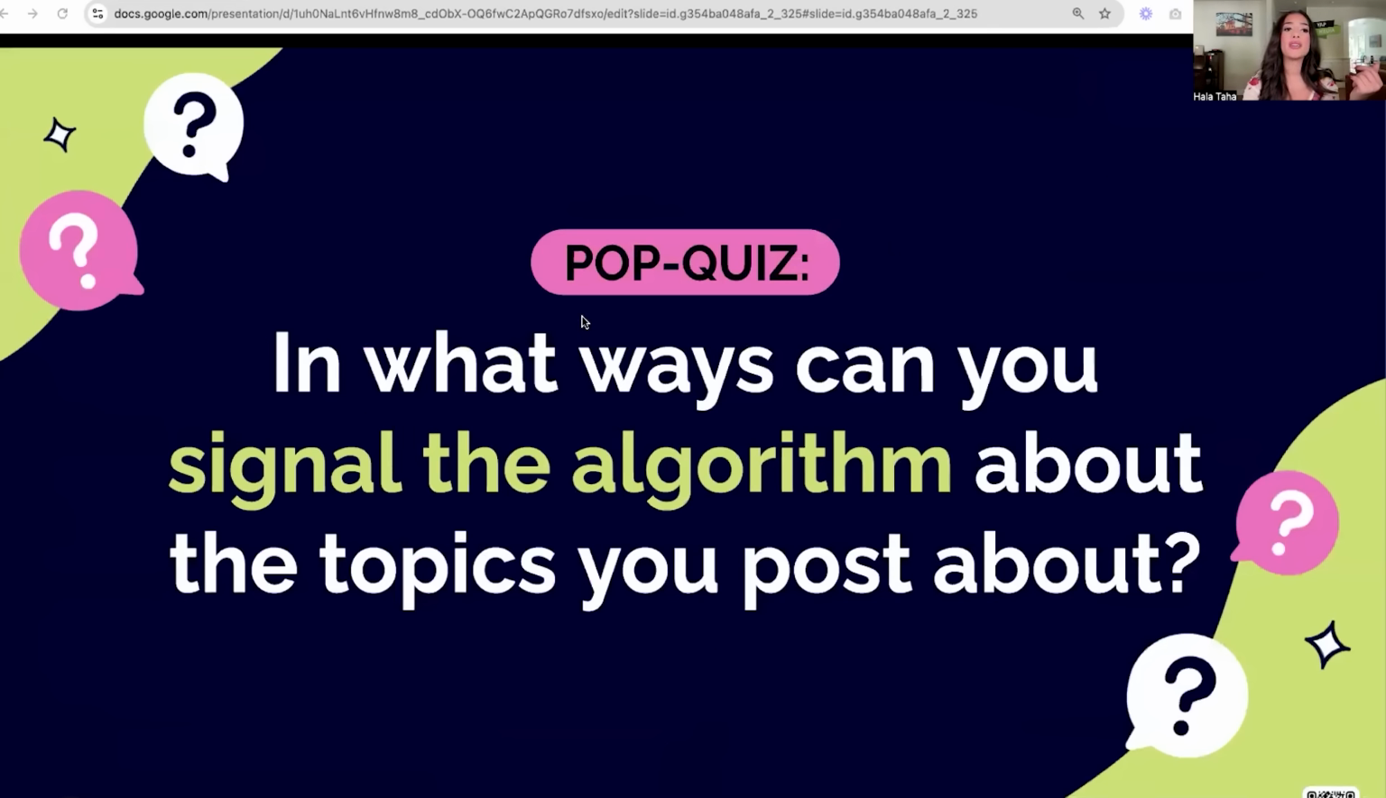So tell me, guys, in what ways can you signal the algorithm about the topics that you post about? What are the different ways that you can signal the algorithm about the topics that you post about? Keywords, got it. Yep. What else? Tags, yep. Description, okay. Headline, yep. Hooks, yeah. Captions, yep. Locations, yeah. Metadata. Thumbnails, okay. So you guys got a lot of it.